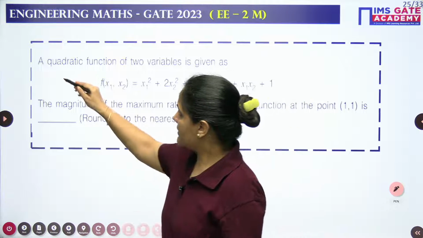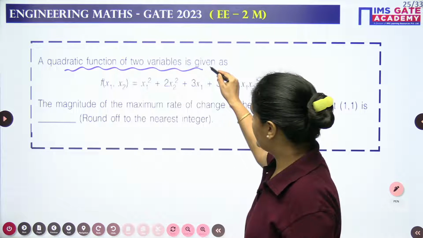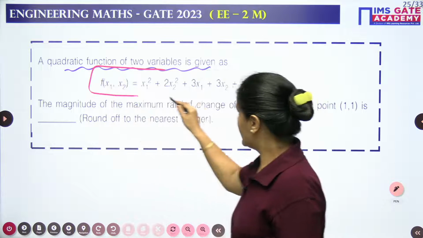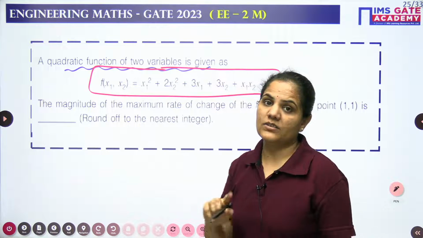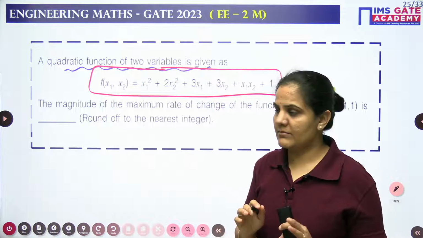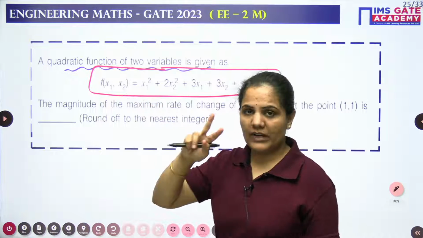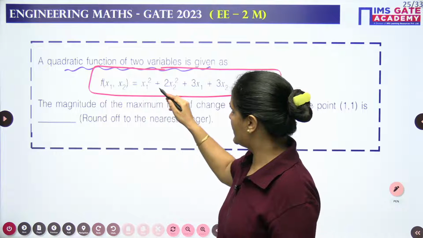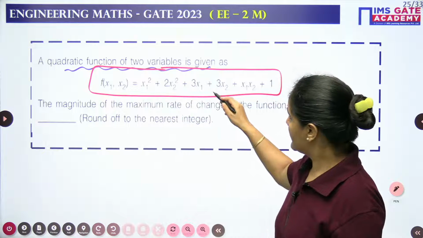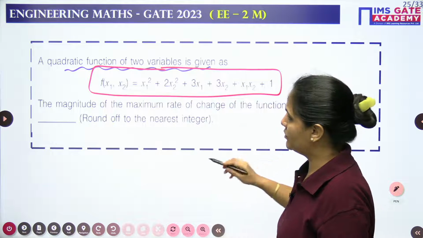Okay, so the question is, a quadratic function of 2 variables is given to you. So this is a function of two variables. So maybe here we need to go with the maxima minima. Let's read the question, then I will tell you. So we are having a two variable function f of x1, x2 equals x1 square plus 2 x2 square plus 3 x1 plus 3 x2 plus x1 x2 plus 1.